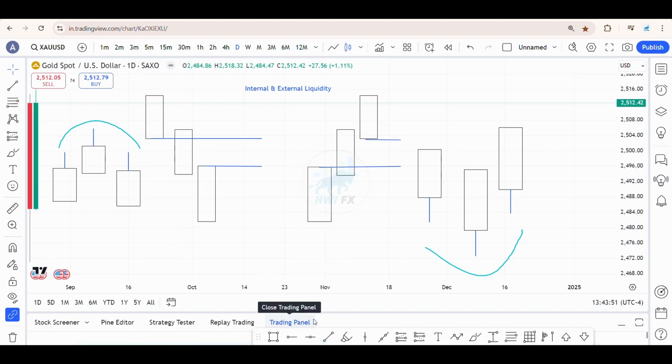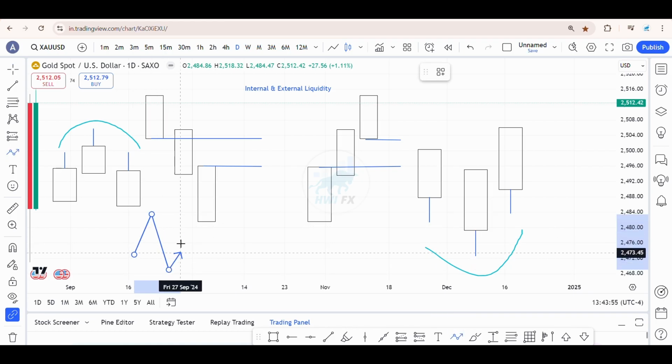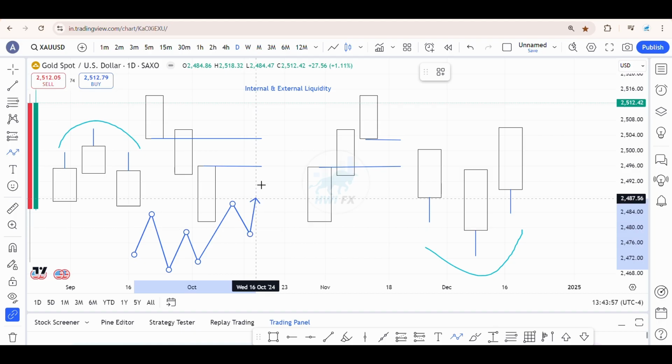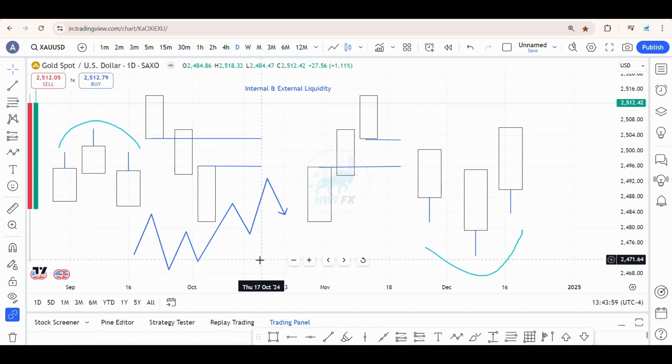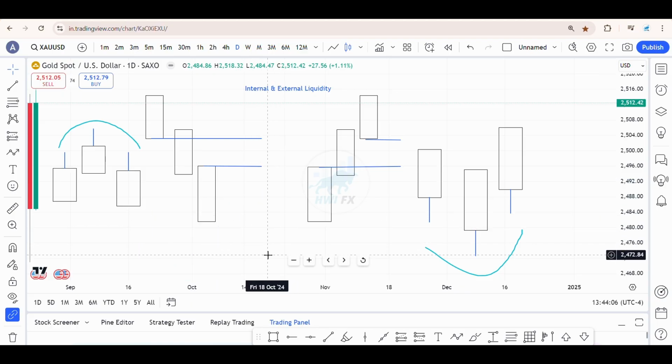So always remember, the market always moves either from external to external, or external to internal. It means liquidity to inefficiency, then again liquidity, then inefficiency, because the market needs to balance the price. Inefficiency is the imbalance which the market needs to balance.